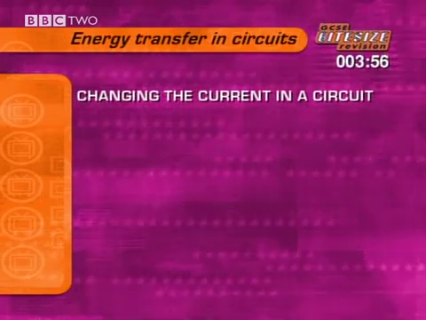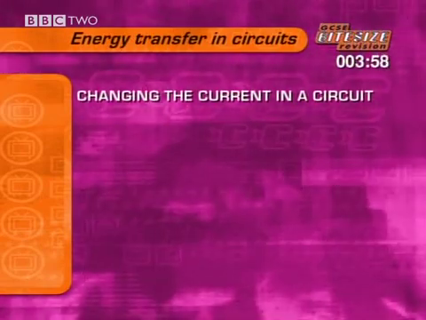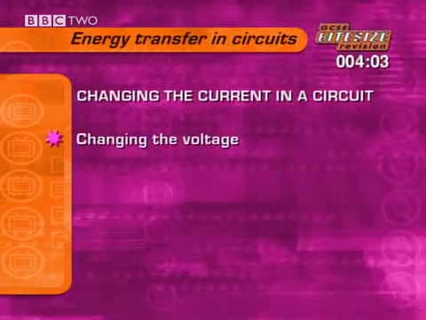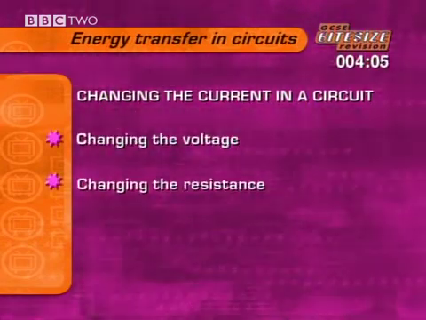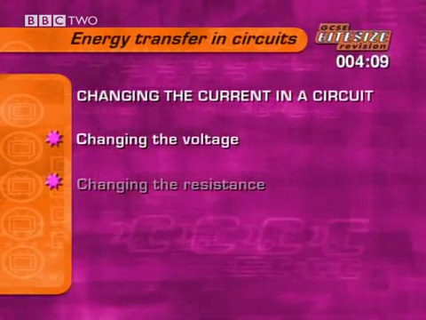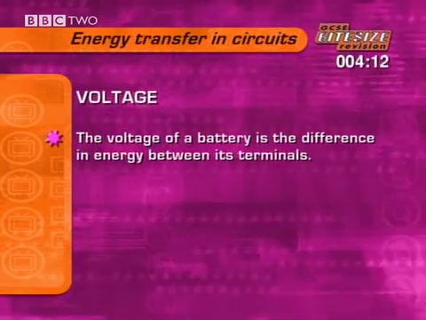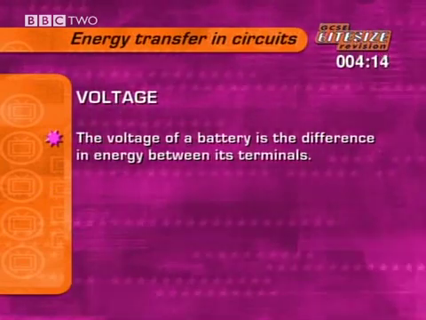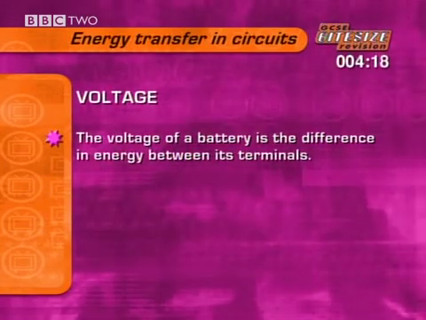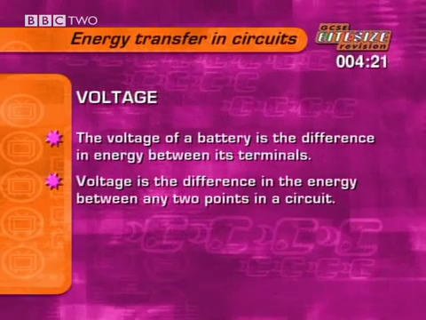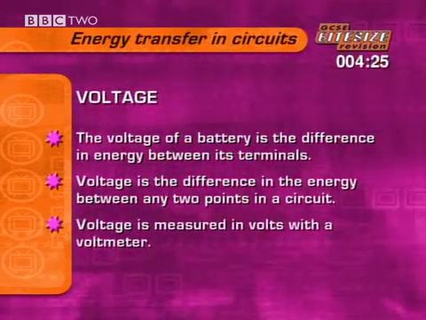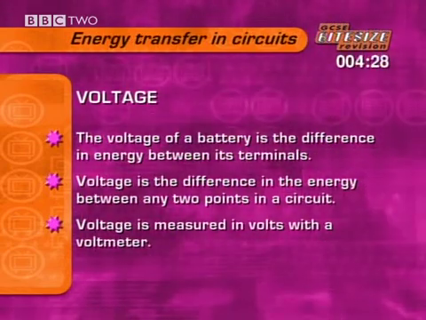Next, we'll look at ways of changing the current in a circuit. The current in a circuit can be changed either by changing the voltage or by changing the resistance in the circuit. First, changing the voltage. We're most familiar with the voltage in the case of a battery, where the voltage is the difference in energy between its two terminals. In fact, voltage is the difference in the energy between any 2 points in a circuit. Voltage is measured in volts with a voltmeter.